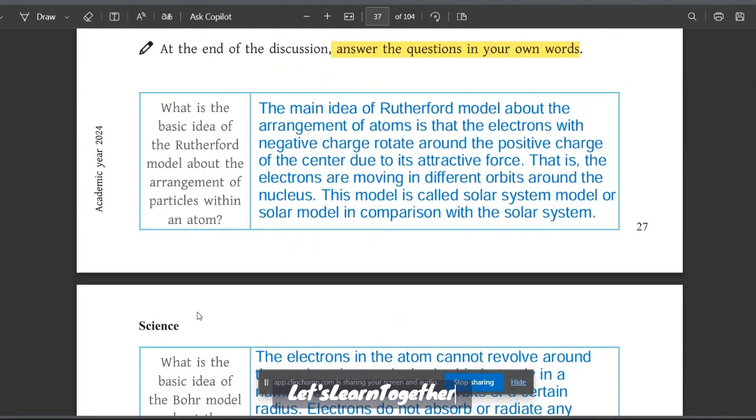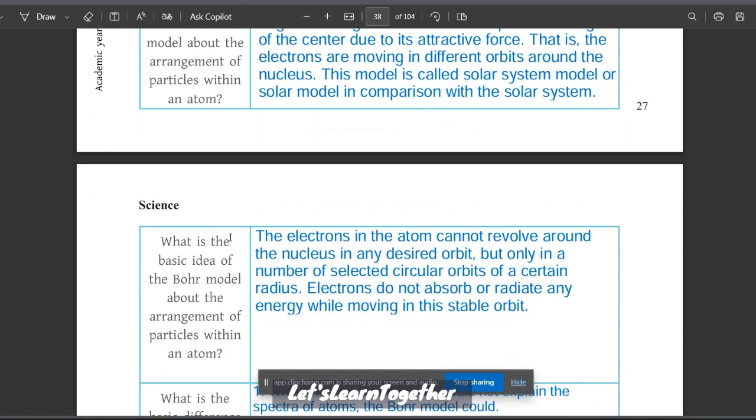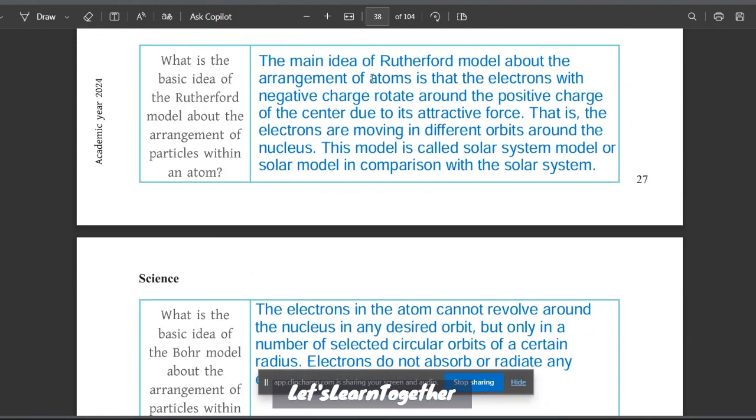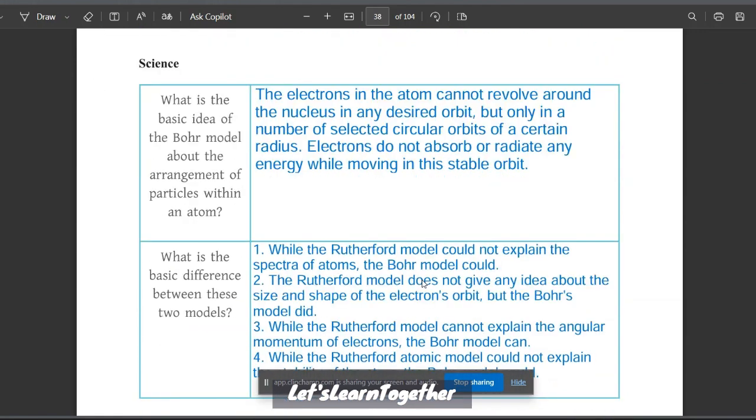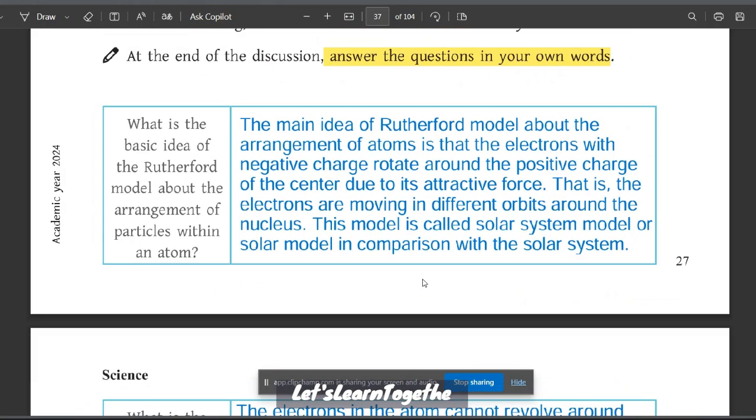That means in this whole table, they ask for your opinion on what the basic ideas of both models were and what is the difference between them. So you just have to explain that and write it over here. I have already given the answer to the questions.